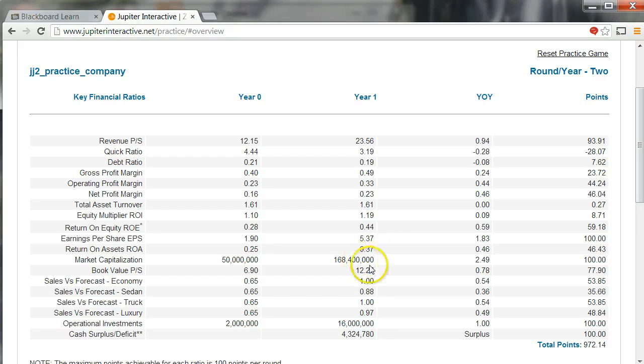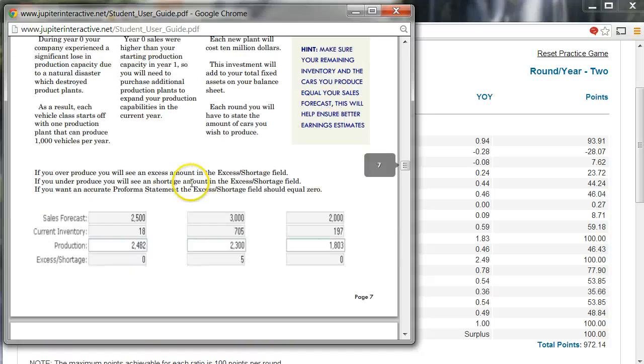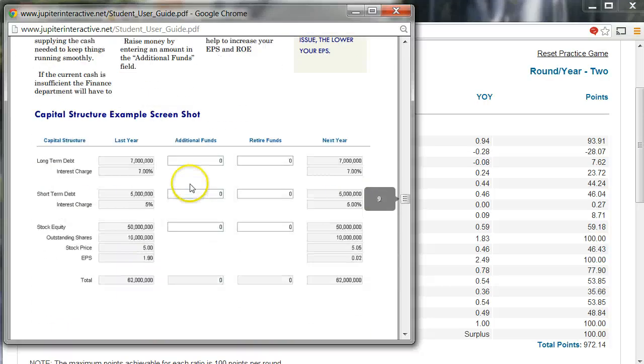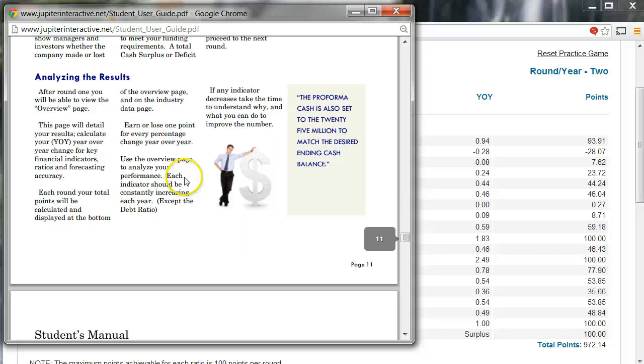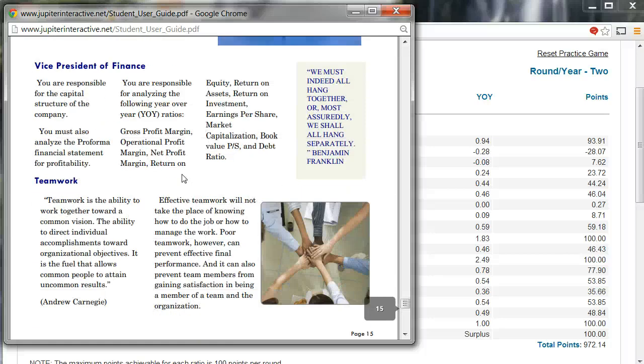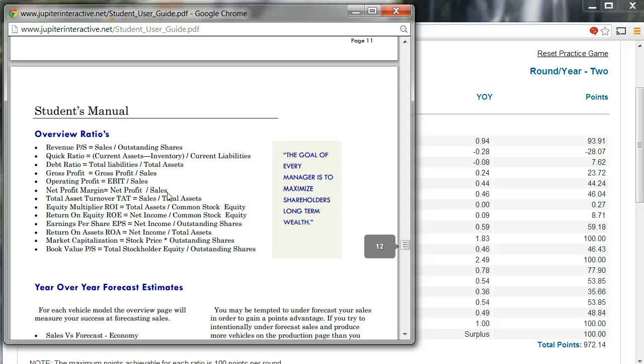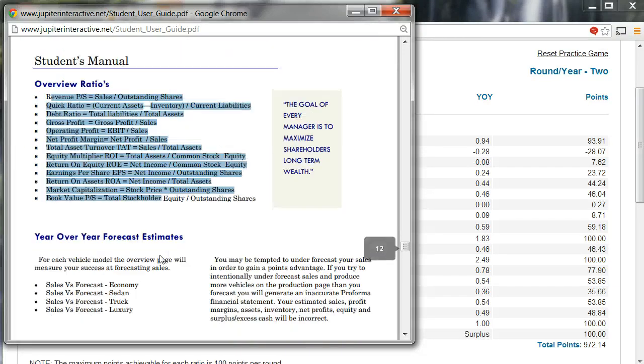What are these numbers, Professor Nugent? What does this mean? I don't know what these formulas are. Well, student user guide. Oh yeah, I forgot about the student user guide. What does this do? Well, if you go in here, they're going to explain and give you all the formulas somewhere in here. Let's see. I think I passed it. Okay, so here are all the ratios and the formulas and how they're calculated.